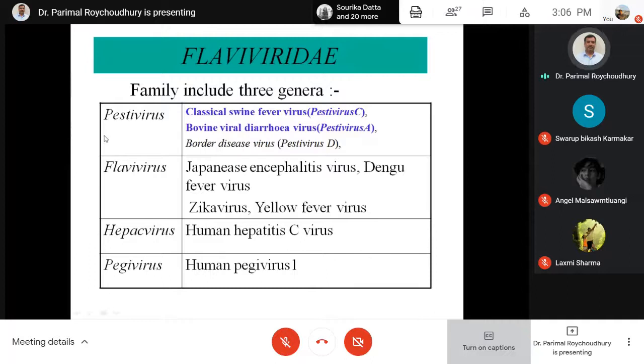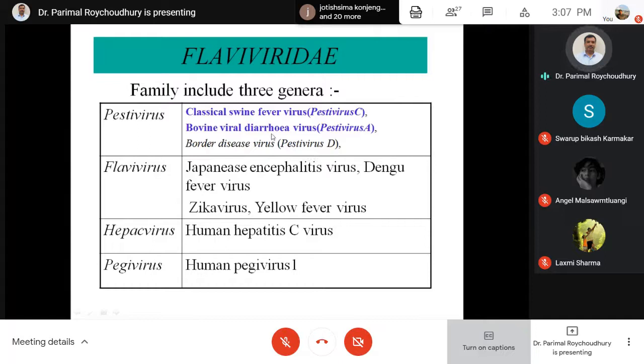And at the same time, there is another one, bovine viral diarrhea virus. Both of these viruses are very much prevalent in our country, and they basically affect bovine as well as pig, sheep, goat, etc. So these two infections we are going to discuss, as per our syllabus.